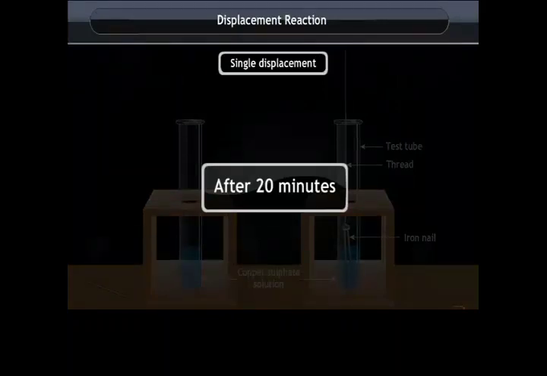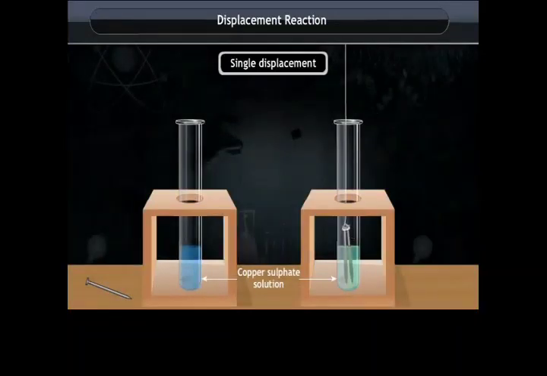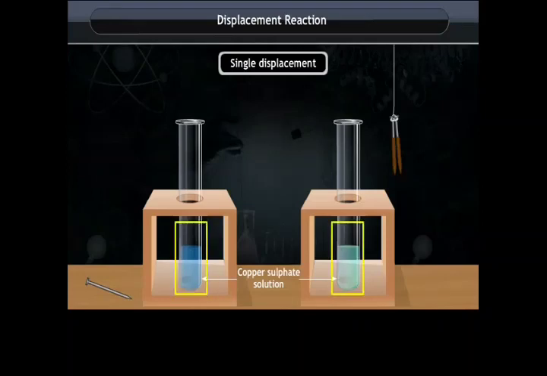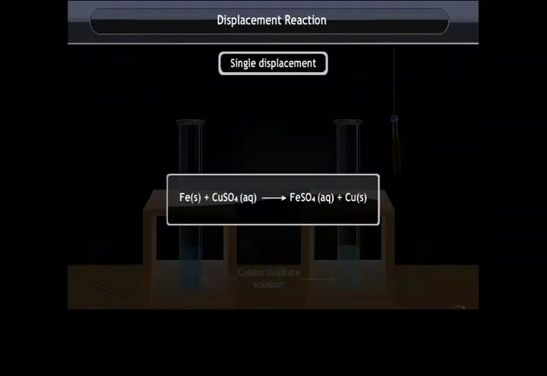Keep 1 iron nail aside for comparison. After 20 minutes, take out the iron nails from the copper sulfate solution. We observe that the iron nail becomes brownish in color and the blue color of copper sulfate solution gets faded. Iron has displaced or removed another element, copper, from copper sulfate solution. This reaction is known as displacement reaction.